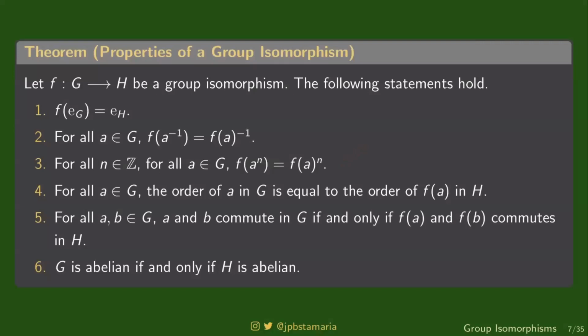Kaya yung number 3 na ito ay gumagana. And because of number 3, if f is an isomorphism, kung ano man yung order ng a sa G, remember, pag sinabi order, it is the smallest positive n so that a to the n is the identity. Because of number 3, kung ano man yung order ng a, yun din yung order ng f of a. Kasi nga, ang f of a to the n is equal to the n power of f of a. Kaya pag naging identity ito, magiging identity ito. Did you understand?